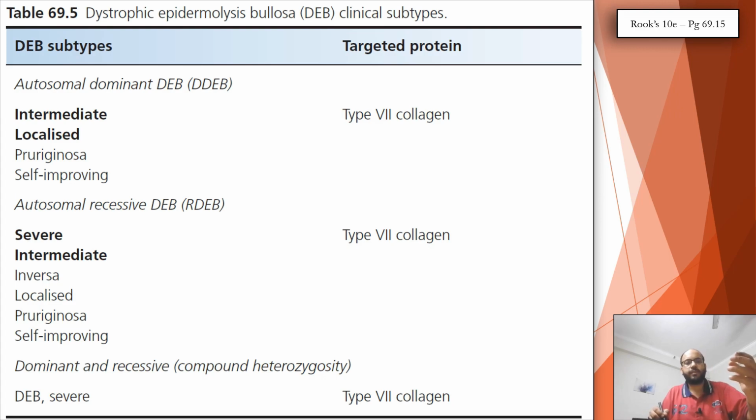Now, this is an attempt at classification of the different subtypes of dystrophic EB. Rook's latest edition classifies it as autosomal dominant: intermediate, localized, pruriginosa, self-improving; and autosomal recessive: severe, intermediate, inversa, localized, pruriginosa, self-improving. So you can see that both of the disorders can have both types of inheritance. Pruriginosa can have both types of inheritance. Just remember that the recessive form is always more severe and all the mutations are in type 7 collagen. Okay, so let's move forward. We'll discuss each and every subtype.